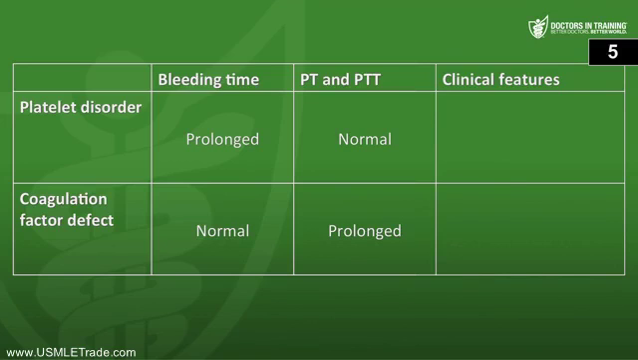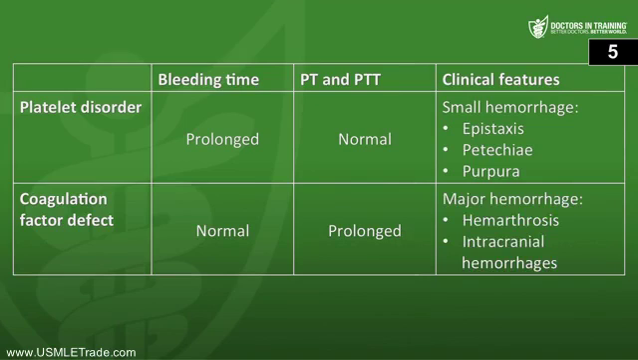And then clinically, platelet disorders can cause kind of small hemorrhages, such as epistaxis, petechiae, purpura, that sort of thing. Coagulation factor defects can cause more major bleeding, like bleeding into joints, like hemarthrosis, like we see with hemophiliacs, or intracranial hemorrhages, that sort of thing.